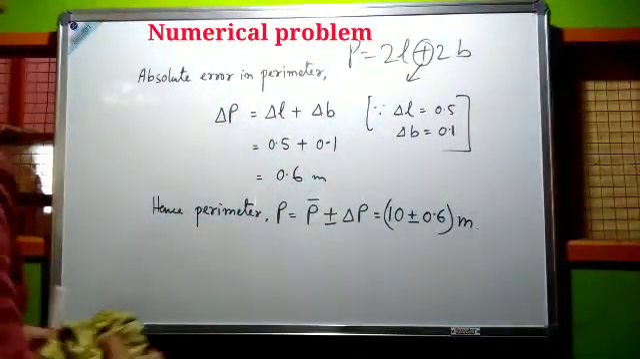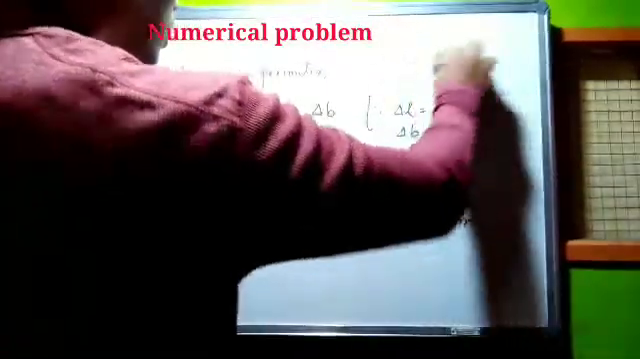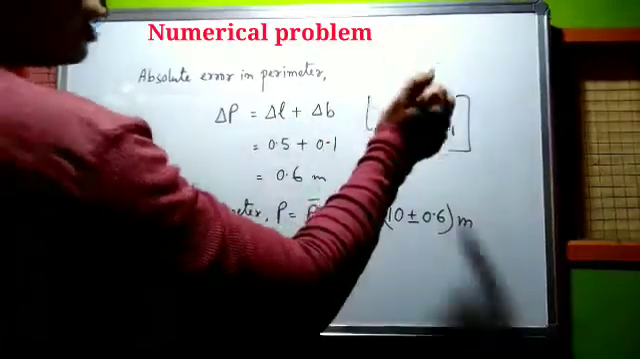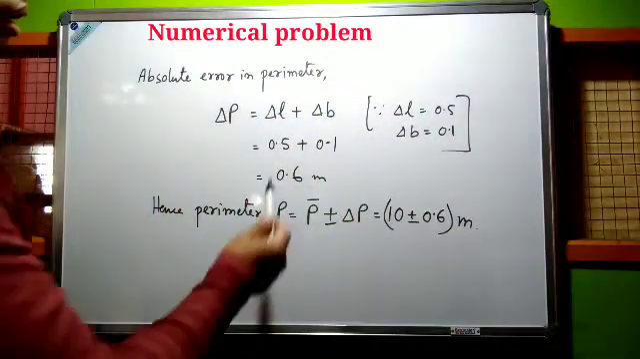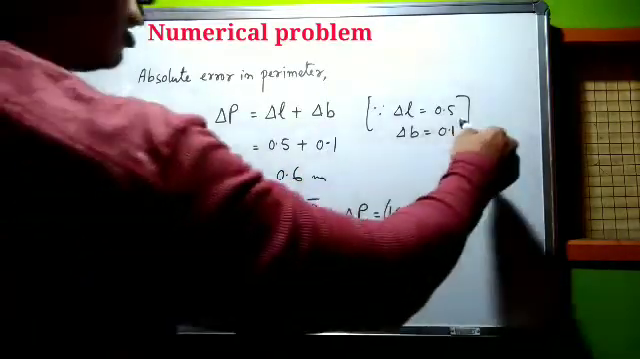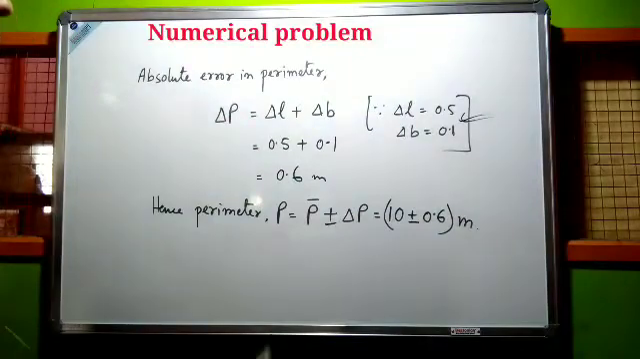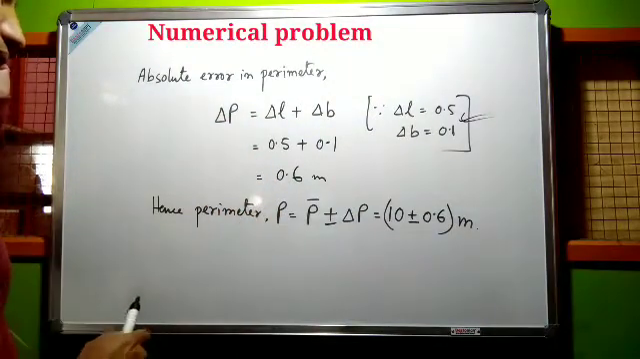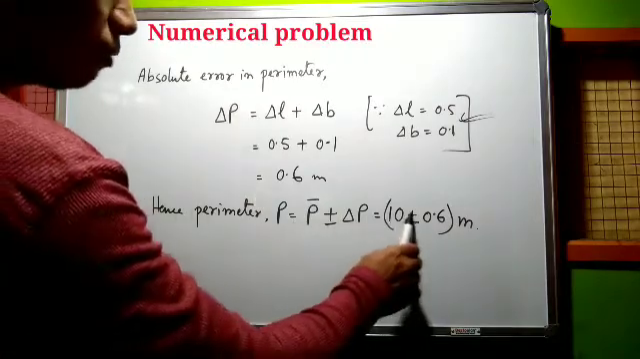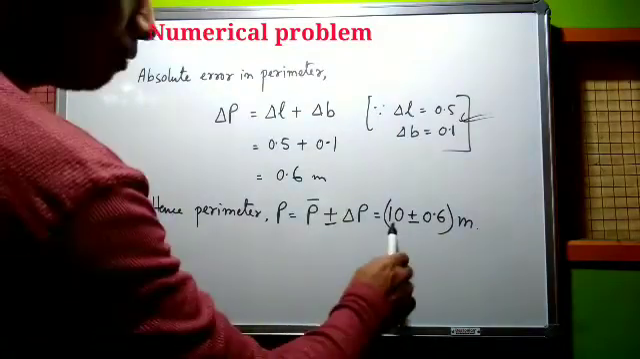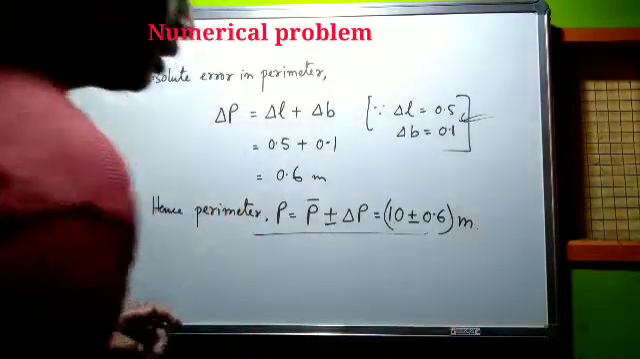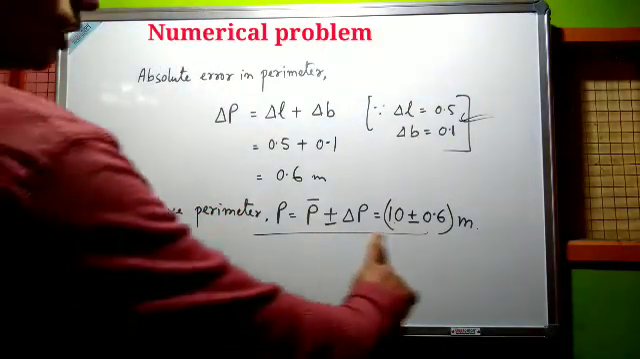So the first rule applies here: absolute error in perimeter is the absolute error in length plus absolute error in breadth. The absolute error in length is 0.5, absolute error in breadth is 0.1, so delta P is 0.6. Finally, the perimeter of the rectangle equals 10 plus minus 0.6, that is the true value plus minus its absolute error. This is the final answer for the perimeter.